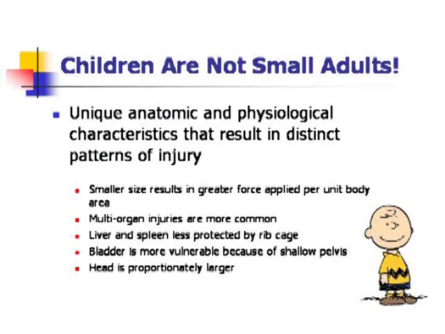Their anatomy is different, and their abdomen is structured a little bit different. So the liver and the spleen are less protected by the rib cage. In an adult, the liver is actually up underneath the rib cage, and the spleen is pretty well hidden, but they're more exposed in a child. Also, the bladder doesn't sit down in the pelvis as much as in an adult, and so the bladder is more vulnerable because of this shallow pelvis.